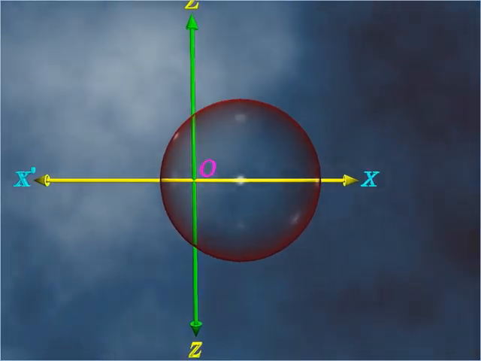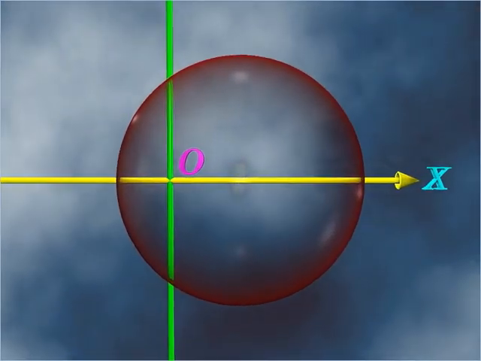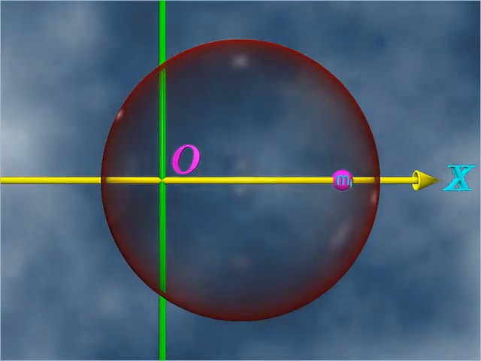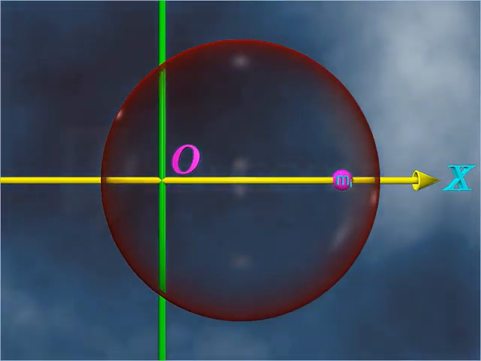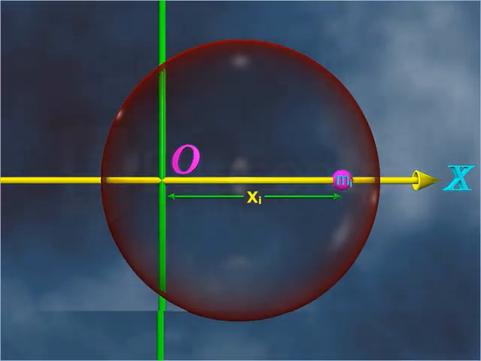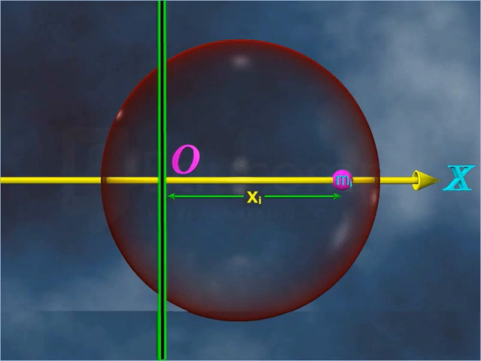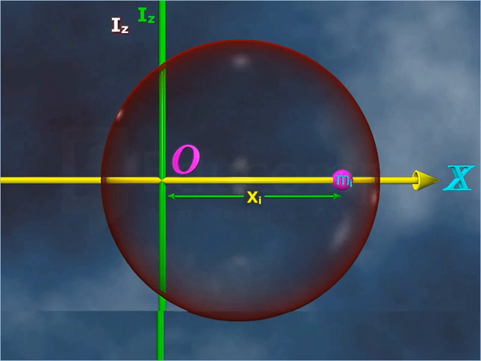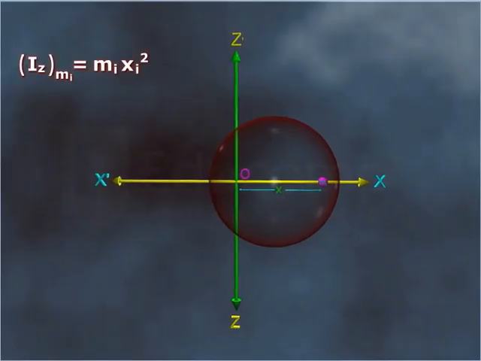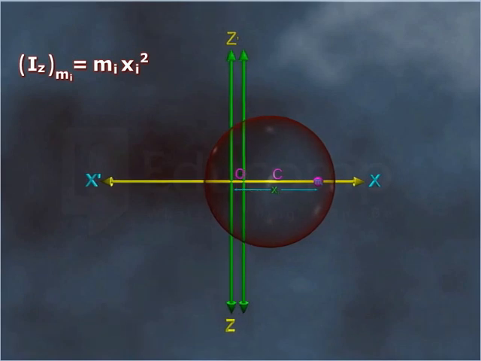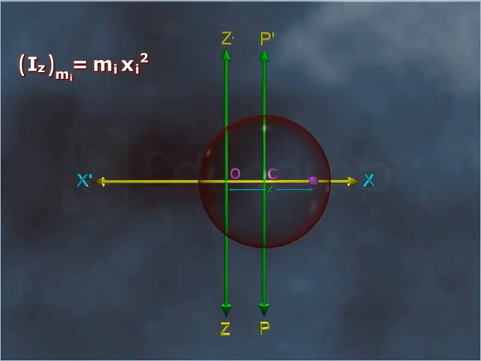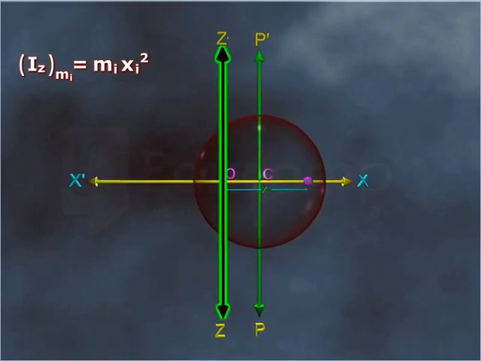To do this, consider a point mass mi at a distance xi from the axis of rotation ZOZ'. From the definition of moment of inertia, the moment of inertia of mi will be mi into xi square. Now, through the center of mass C, consider an axis PCP' parallel to ZOZ'.